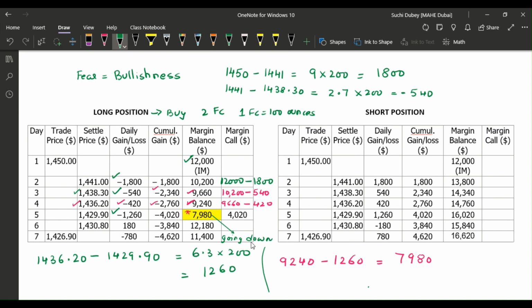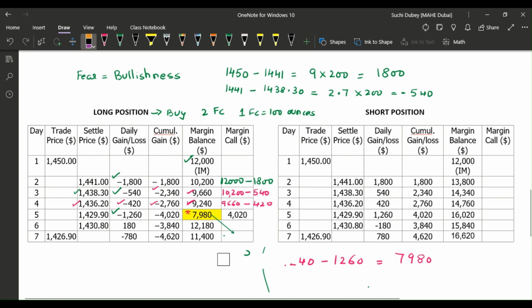It is going down. If you remember, what was the maintenance margin? The maintenance margin was 9000, and if this trade gets executed, my account balance will come below 9000, which is showing me 7980. Therefore, I will get a call, which I will call a margin call.